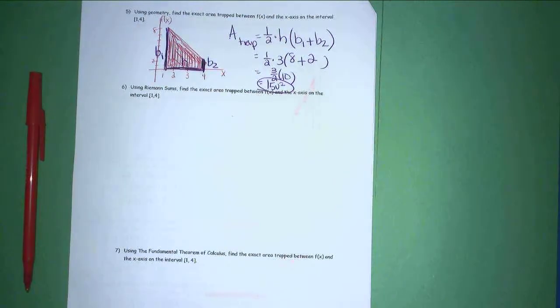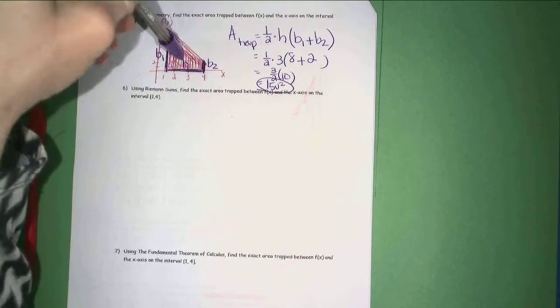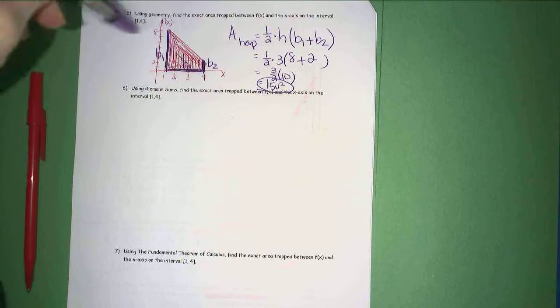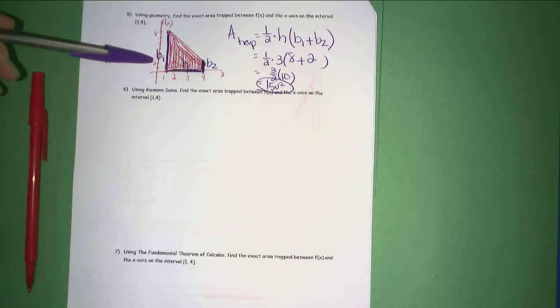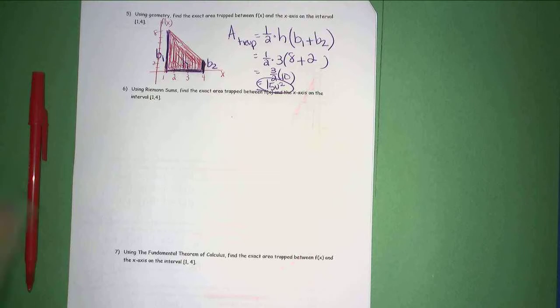So the exact area of this region is 15 square units, which is exactly what we got on the previous side for the midpoint rectangle. So we've learned something here. When your function is linear, midpoint rectangles will actually find exact area as well.